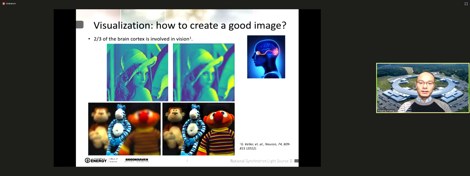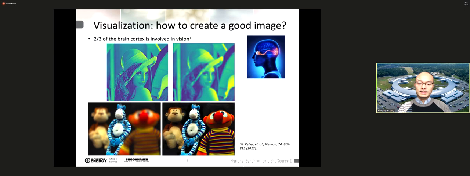Since it's a microscopy method, the whole idea is about visualization and how to define and create a good image. I don't need to emphasize too much that visualization is very important to everyone. This study shows that about 2/3 of the brain cortex is involved in functionalities related to vision. To some extent, everybody can claim to be an expert on visualization, since we use our eyes to look around the world, and in our daily life, we use cameras or cell phones to take pictures. We're very familiar with the visualization process.